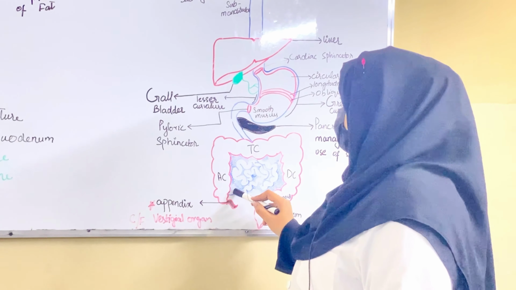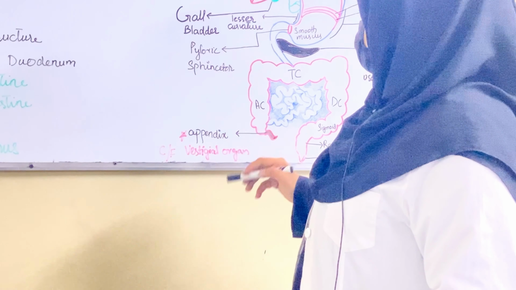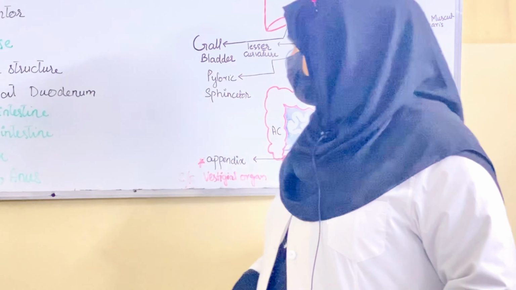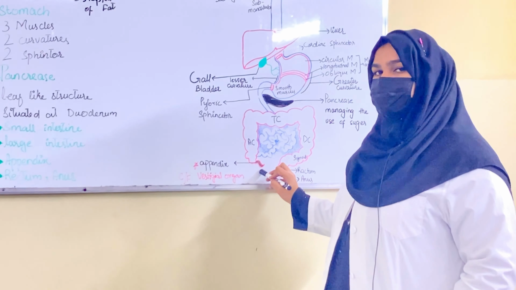And we have the large intestine. We have 4 parts of the large intestine: ascending colon, transverse colon, and descending colon. After that we have the sigmoid. After that we have the rectum and anus. The large intestine also contains the appendix. In clinical features, it is very important. The appendix is a vestigial organ. After that I will talk about the rectum. The rectum is helpful in storing the feces and waste products.